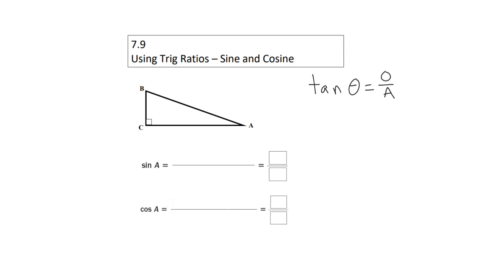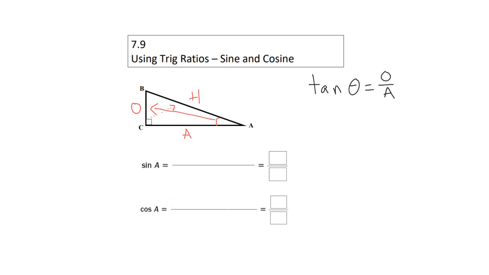So sine and cosine of angle A. Well, we're going to use angle A as our reference angle. So let's label our triangle sides. Across from the right angle is the hypotenuse, always. Across from the reference angle is our opposite side, and the remaining side is adjacent.